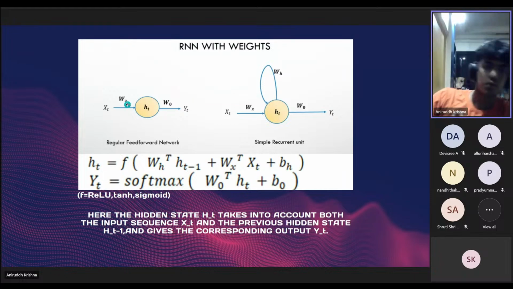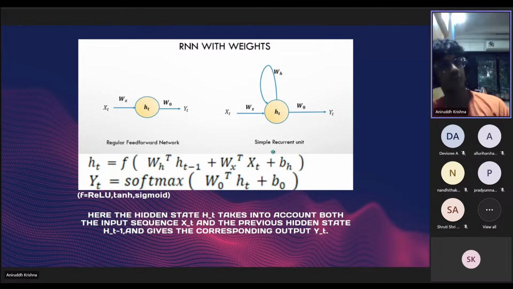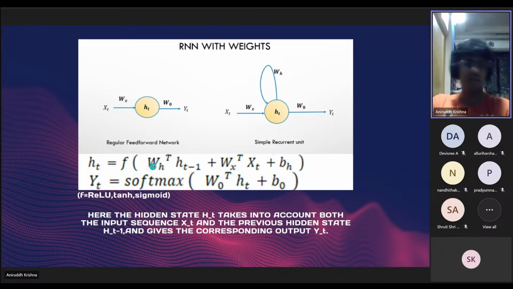So as you would have learned earlier, our regular hidden state is just Wx plus b, weight times input plus bias. But now here we have another term, the previous hidden state multiplied by a corresponding weight, which gives us the information we want about the previous time step, which helps in giving a better output. And this is put inside an activation function, which can be tanh, ReLU, sigmoid, whatever, depending on what our needs are.